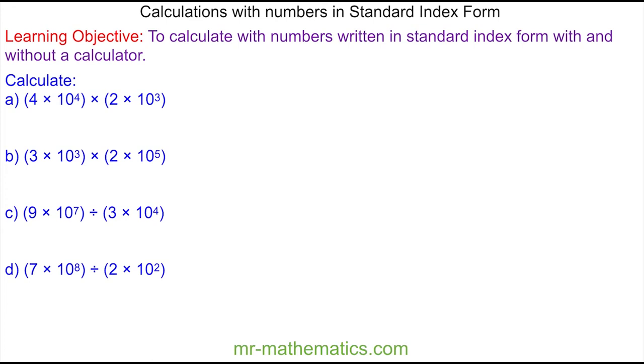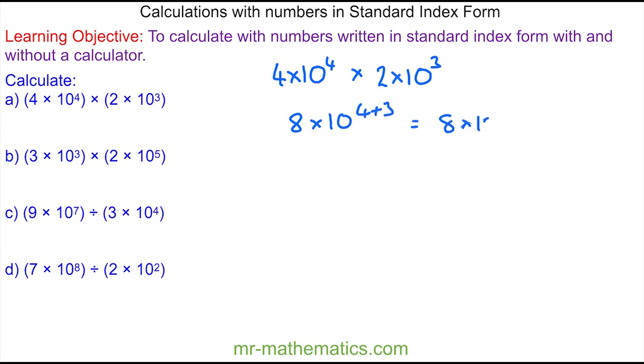So we're going to begin by calculating 4 times 10 to the 4 multiplied by 2 times 10 to the 3. To do this, we're going to multiply the 4 by the 2 to make 8. And we're going to use the rules of indices where we have 10 to the 4 multiplied by 10 to the 3. And because we have the same base, we have to add the powers. So we have 8 multiplied by 10 to the power of 4 add 3, which is 8 times 10 to the 7.